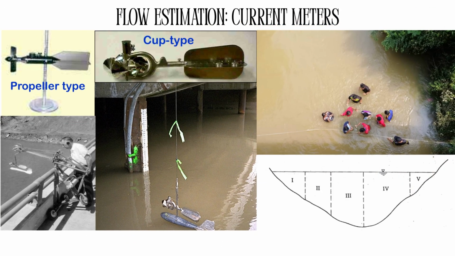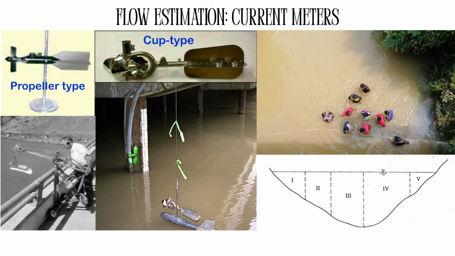A current meter is an instrument used to measure the velocity of flowing water at specific points in a river, stream, or channel. It typically has a rotating element, like cups or a propeller, that spins when water flows past it. The rotation speed is proportional to water velocity.